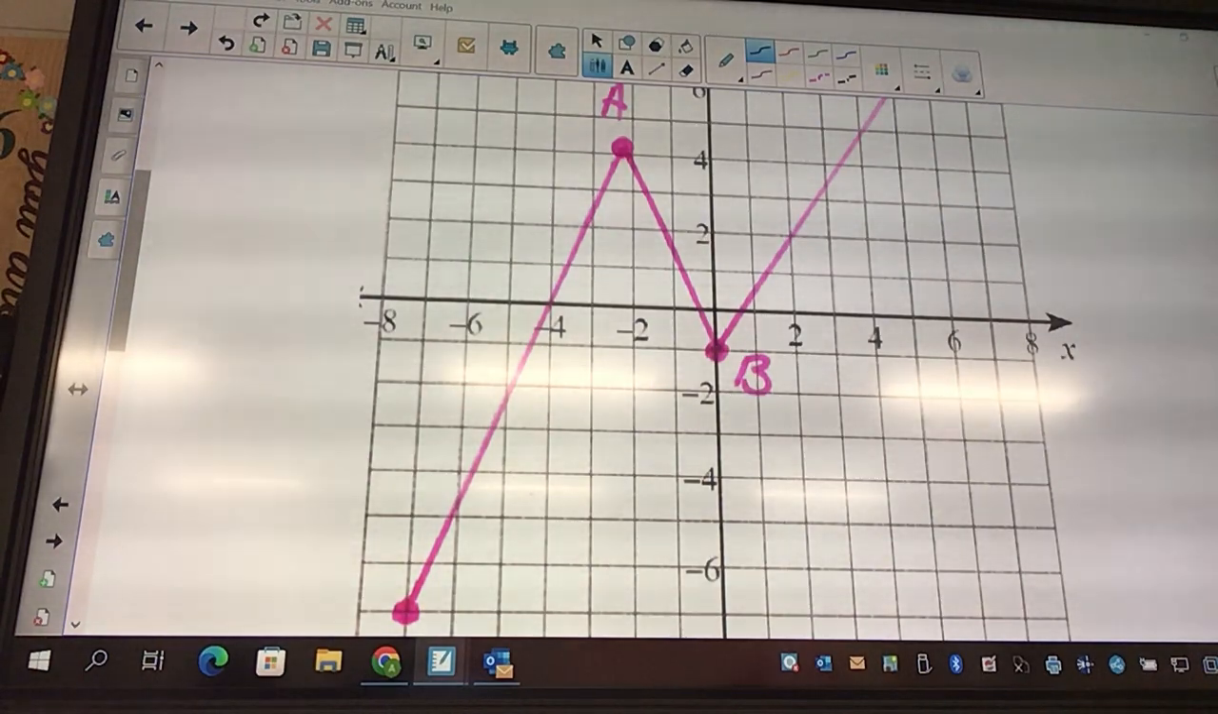45 is going to be C? -7 to infinity. So yes, C. Is this graph a function? Yes. 46 is going to be A.